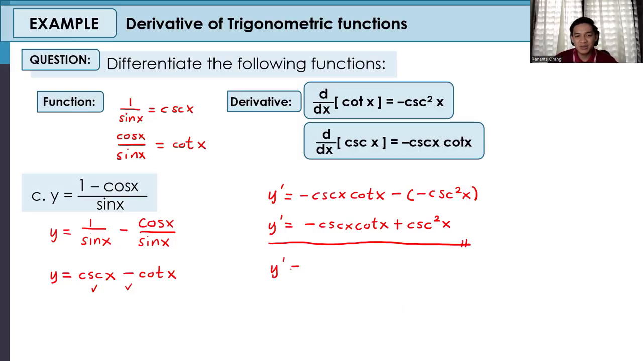Pwede din, class, i-factor out natin yung the same sa kanila, which is si cosecant x. So, ilabas natin negative cosecant x. So, nilabas natin siya. Cotangent x na lang yung natira. So, si positive magiging negative kasi nilabas natin si negative. Cosecant of x na lang yung natira. Si squared siya. So, this will be our final answer. So, eto tsaka eto is just the same. Depende sa ating choices kung saan sa dalawa yung final answer. Pero para sa akin, silang dalawa is correct.